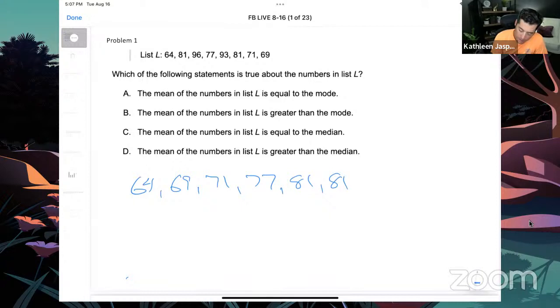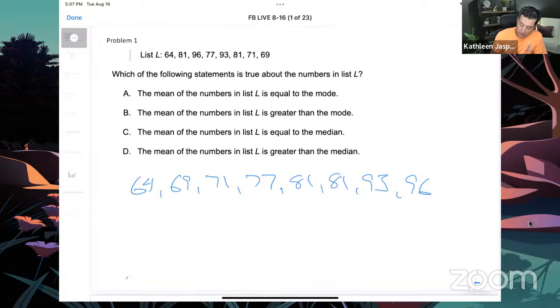Then go to the 90s. I see 93 and I see 96. So I'm going to count up: 1, 2, 3, 4, 5, 6, 7, 8. I'll count up here: 1, 2, 3, 4, 5, 6, 7, 8. Doesn't look like I missed any numbers.